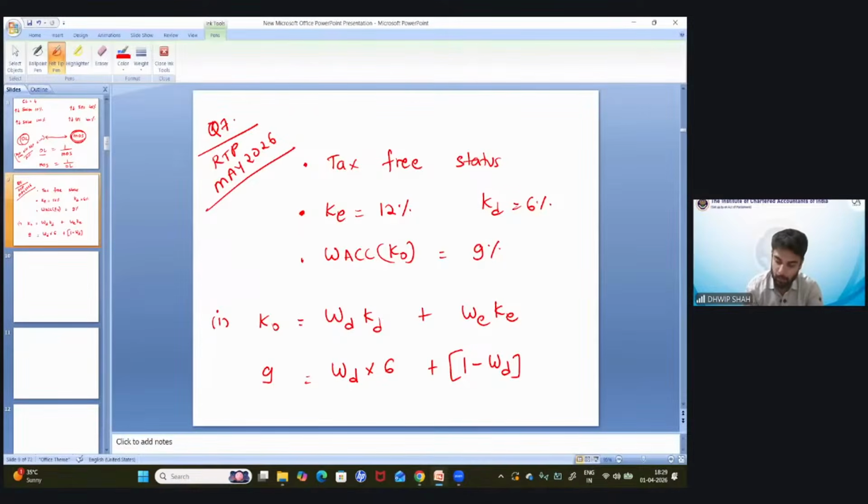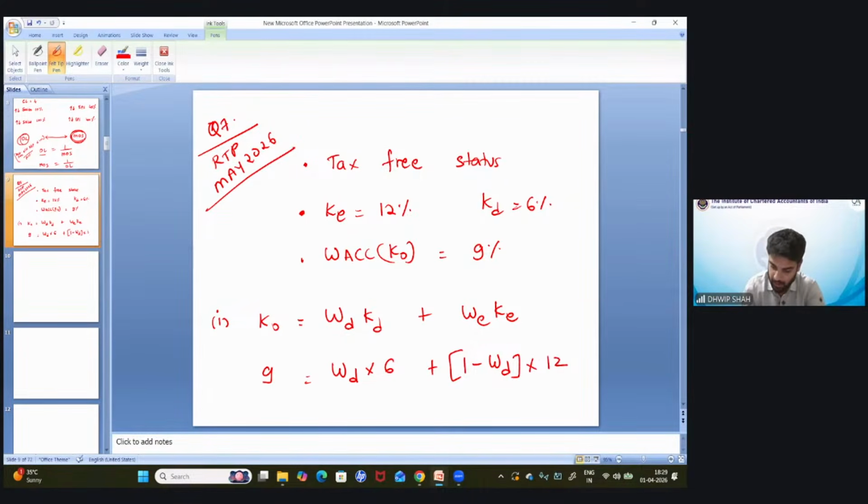So can I say WD and WE would be 1? Yes or no? WD, weight of debt plus weight of equity would be equal to 1. Are you following, everyone? Are you getting this? Any doubts in this? No response. I presume it is clear.